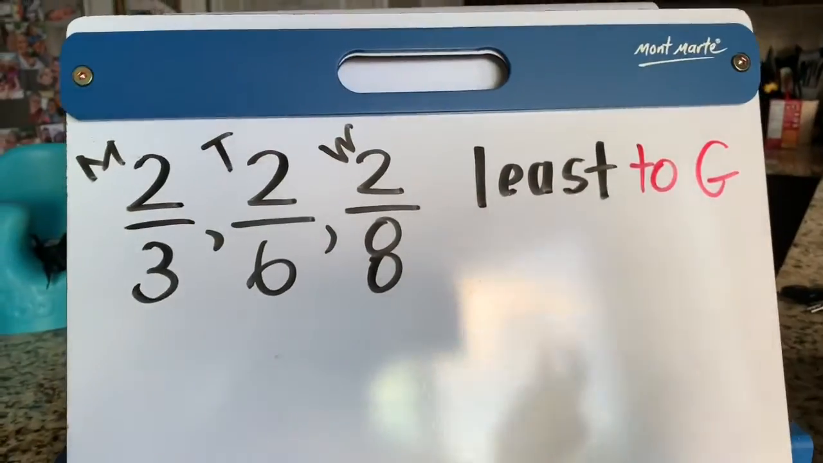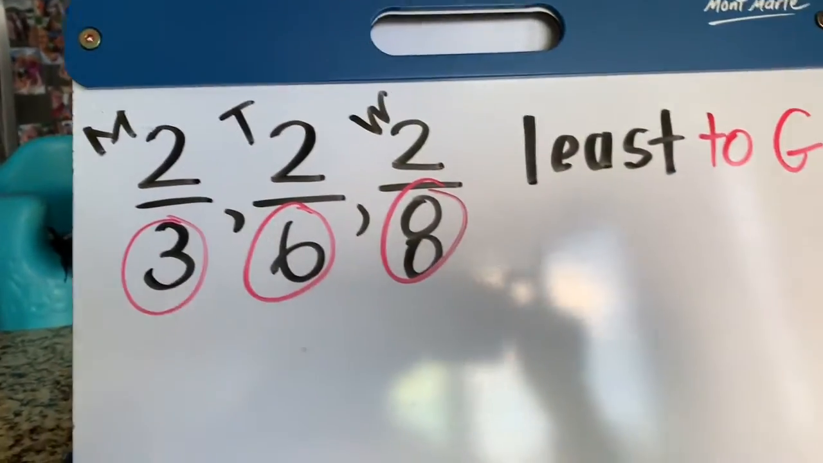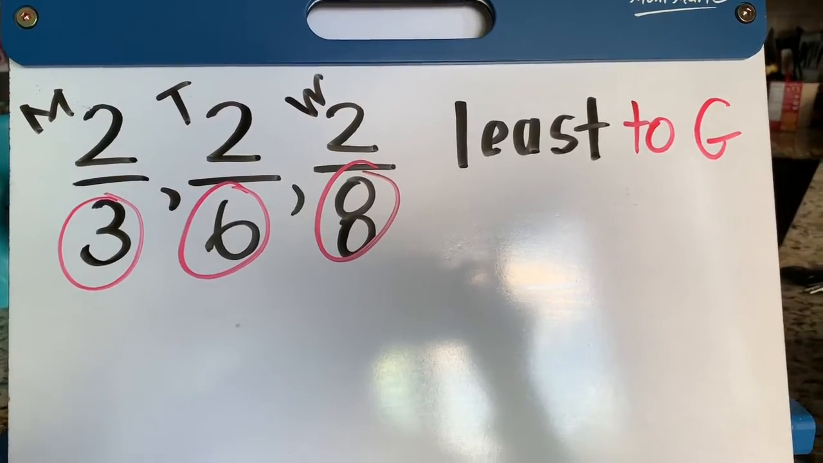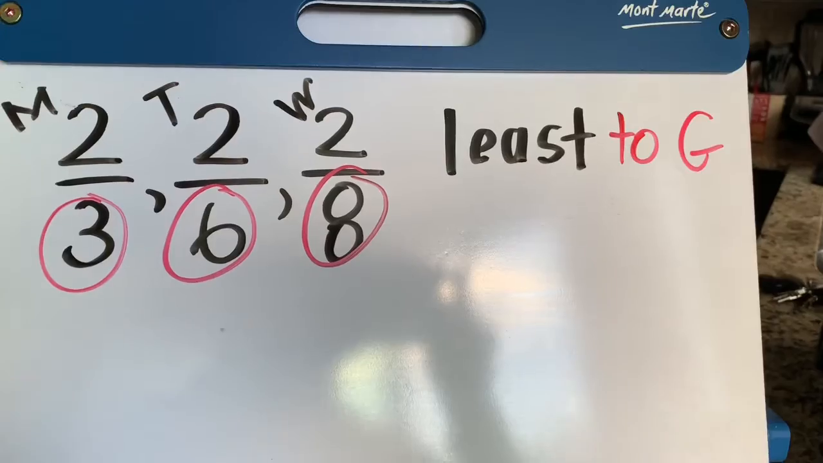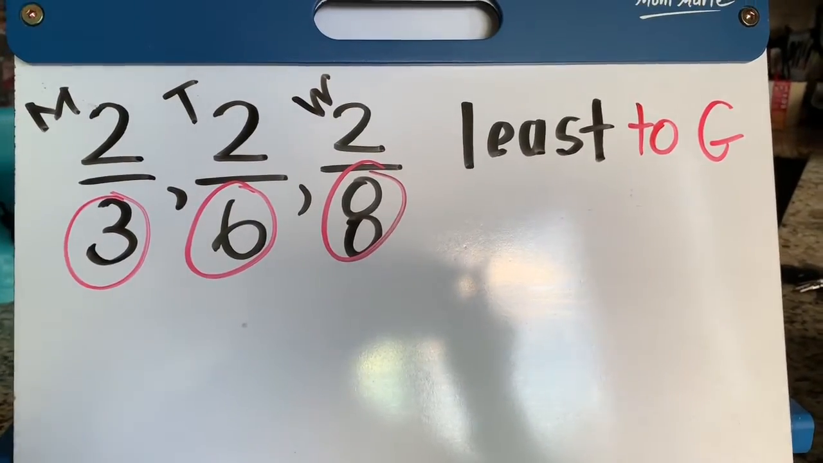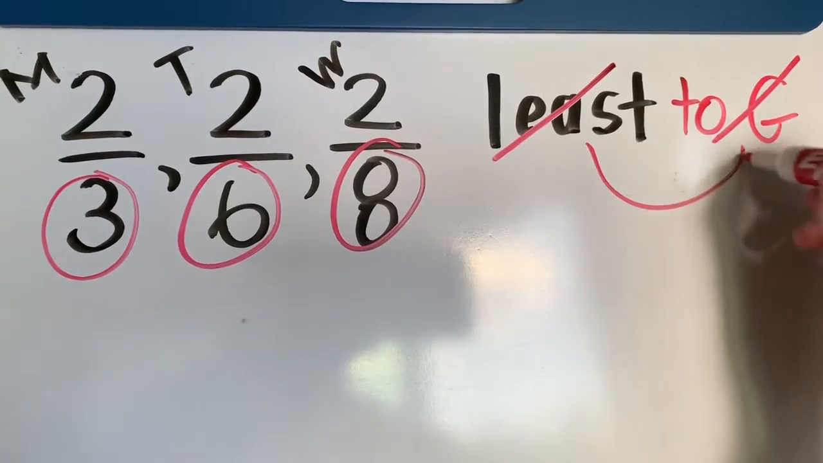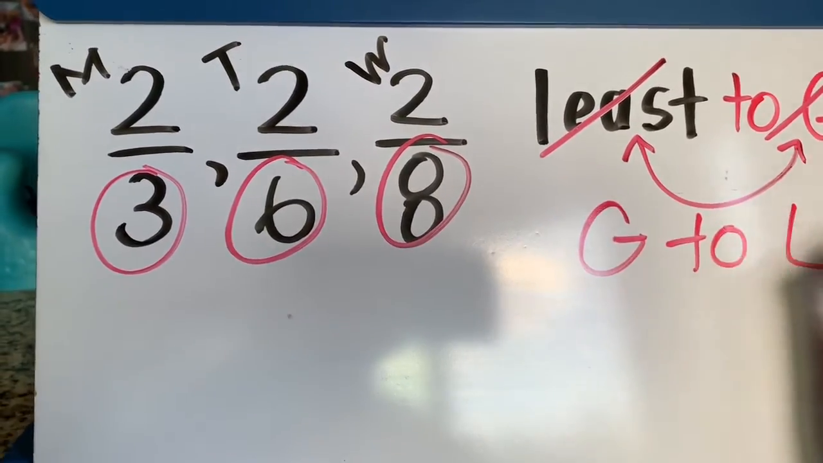The denominator. So I've got a 3, a 6, and an 8. What do I see about these denominators? They're different. If the denominator is different, switch it. No longer am I going to write this in order from least to greatest. I'm going to flip it and write it in order from greatest to least.